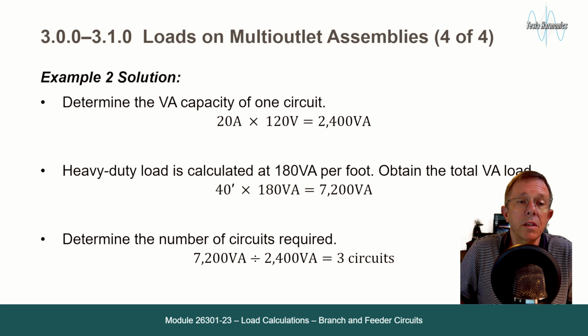First, we would determine the VA capacity of one circuit. 20 amps times 120 volts equals 2400 VA. Heavy duty load is calculated at 180 VA per foot. Obtain the total VA load. 40 foot times 180 VA equals 7200 VA. Determine the number of circuits required. 7200 VA divided by 2400 VA would be 3 circuits.